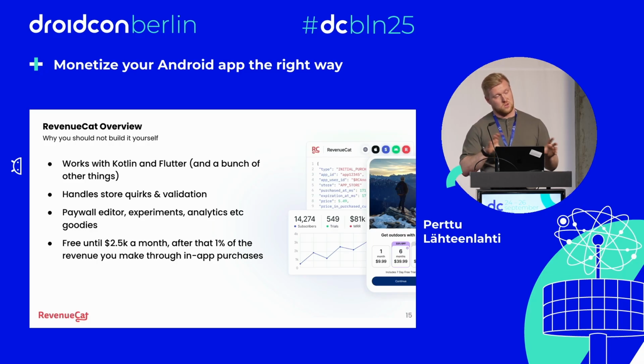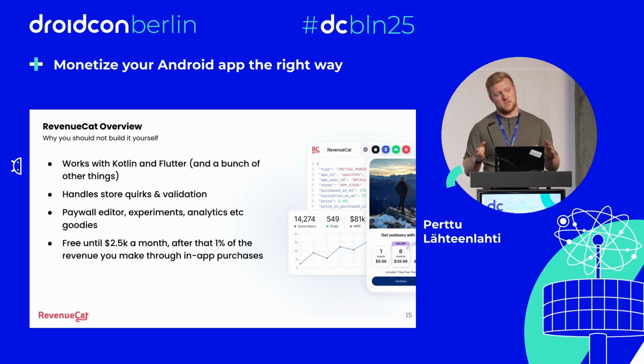And we handle the store quirks and validating the receipts, and the data is current. On top of that, we provide all kinds of nice things like a paywall editor. I'm going to show you what paywalls mean if you've never heard that word, but that's something that you necessarily don't want to build yourself, and you also don't want to code every paywall by hand. You can also run experiments and analytics and whatnot with the stuff that we've included.